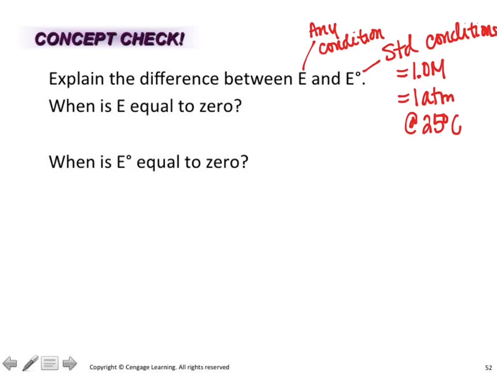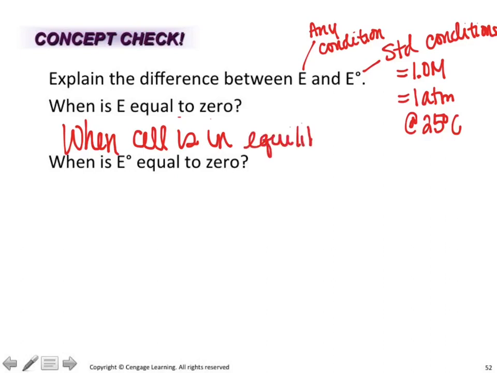When is E equal to 0? So E is equal to 0 when a cell is in equilibrium. When is a cell in equilibrium?